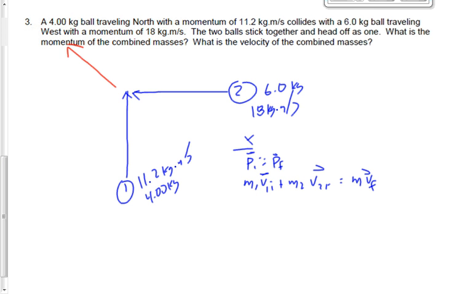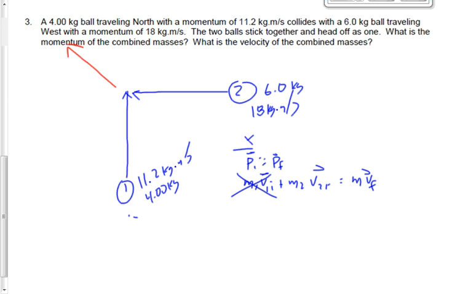M1 is 4 kilograms, V1i. Okay, who can tell me right now, even though we're not given the velocities, what V1i is for the x component? Fraser, how fast is this one moving on the x-axis? 0. So we're going to cross that off. It's moving only on the y-axis, right? M2 V2i. M2 is 6. What's V2i?